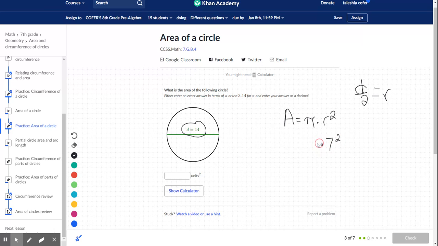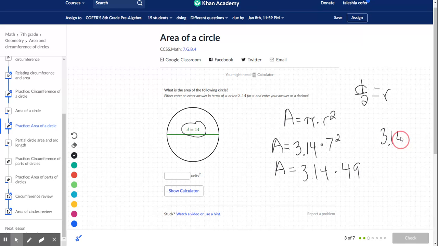I'm just filling in the rest of the information that I know. I know that I'm still looking for my area, but it is equal to pi, which is 3.14, times 7 squared. 7 squared, that's not saying 7 times 2, that's saying 7 times 7, which is 49. So I now have A is equal to 3.14 times 49. I want to go ahead and multiply this thing out so that I can have my answer.